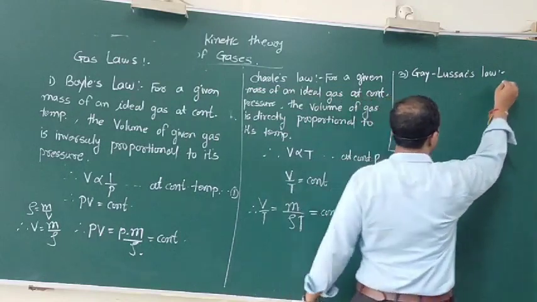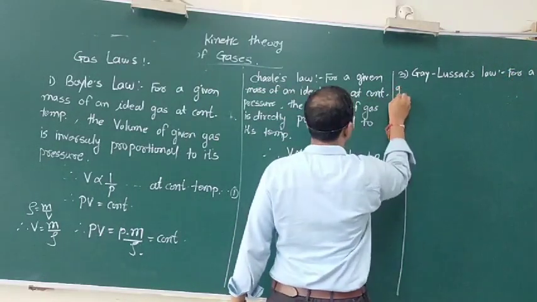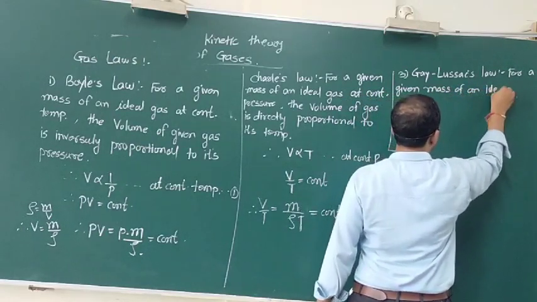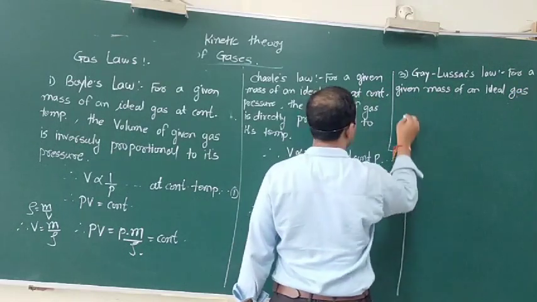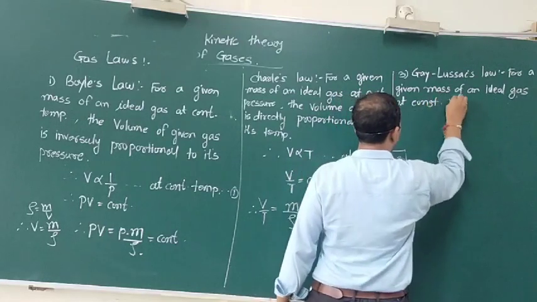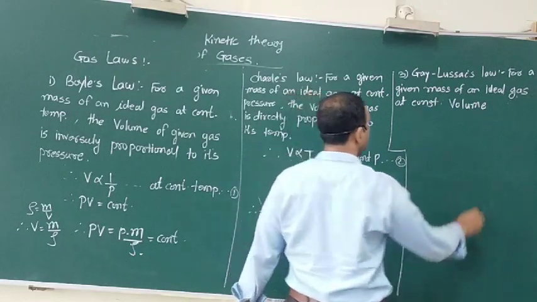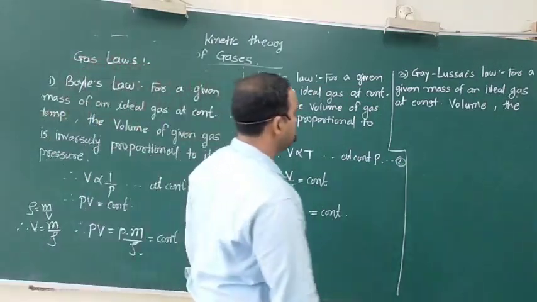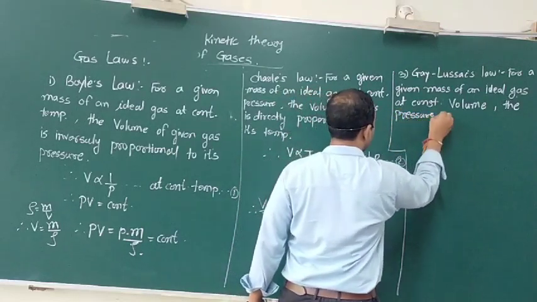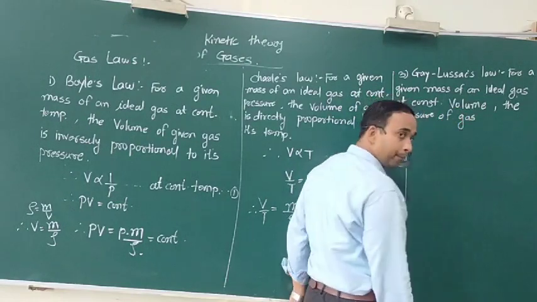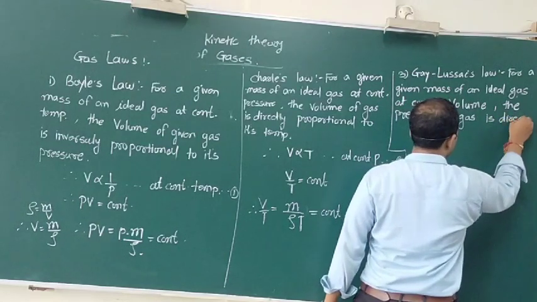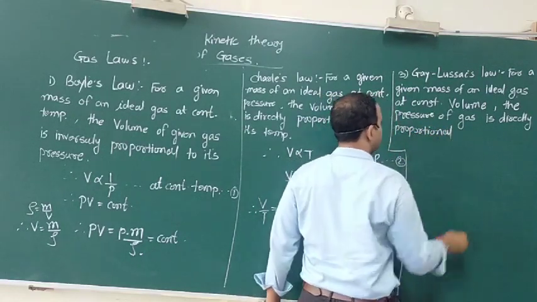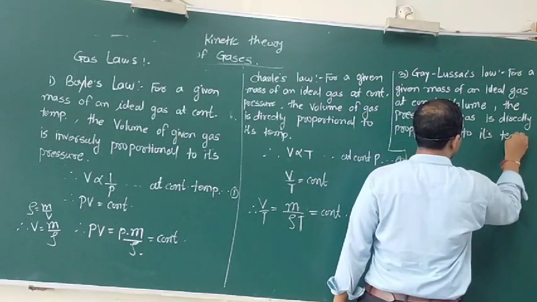That means for a given mass of an ideal gas at constant volume, the pressure of gas is directly proportional to its temperature.